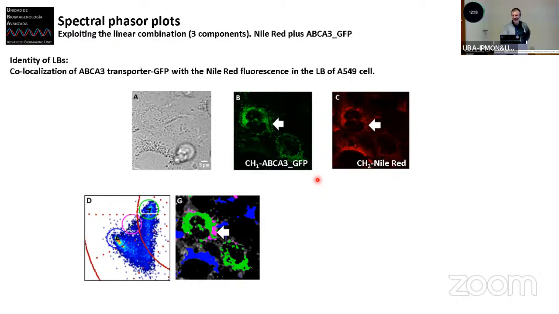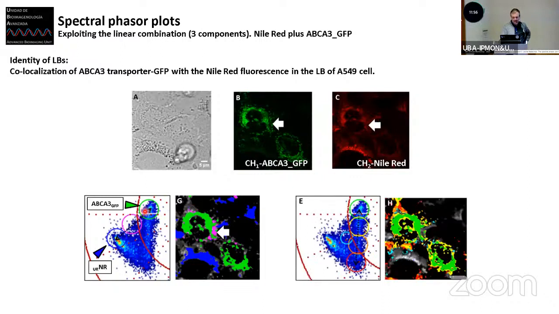You see now I have my trajectory of Nile Red, and then I have a linear combination with a different fraction of the molecular marker. And this is the ordered side, and you see here in violet my lamellar bodies, and then other structures. And then you have here the linear combination with the other part of the cell. So with that, we proved that we were studying the same organelle with the Laurdan and with the Nile Red, and then we proved the molecular identity of this organelle.